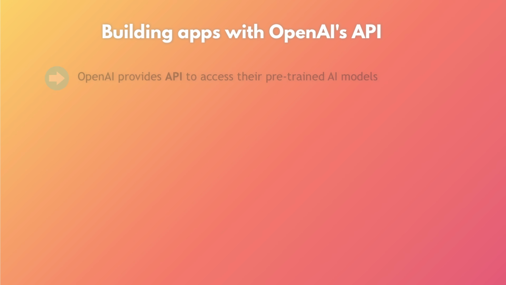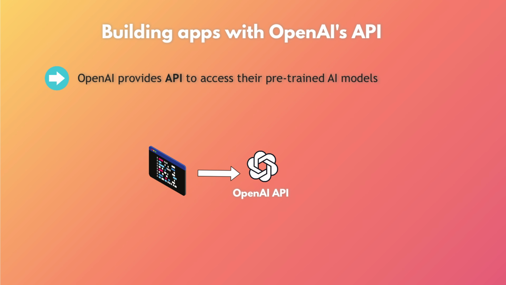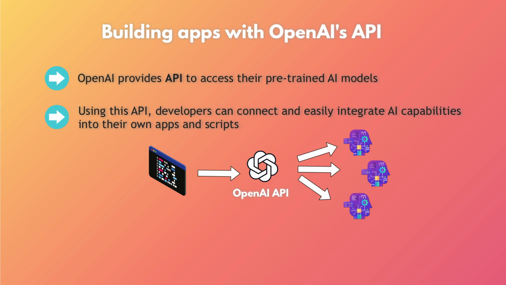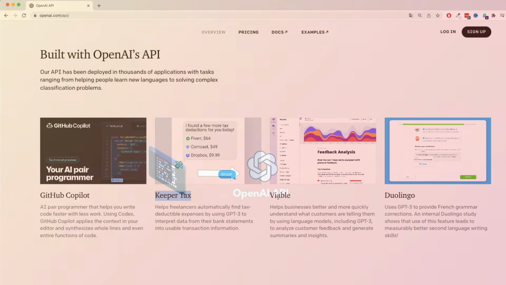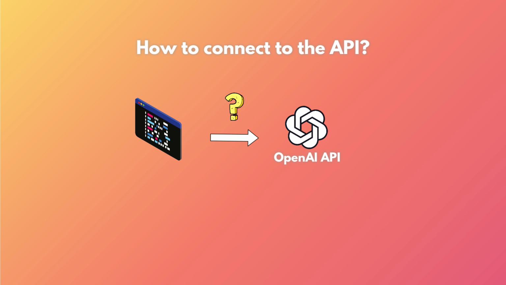So OpenAI's API is the application interface that lets us connect to and interact with the artificial intelligence that drives and powers ChatGPT, for example. Many startups and developers actually use this API to build some cool new tools. So how do we connect to the OpenAI API in general, regardless of what programming language we're using?